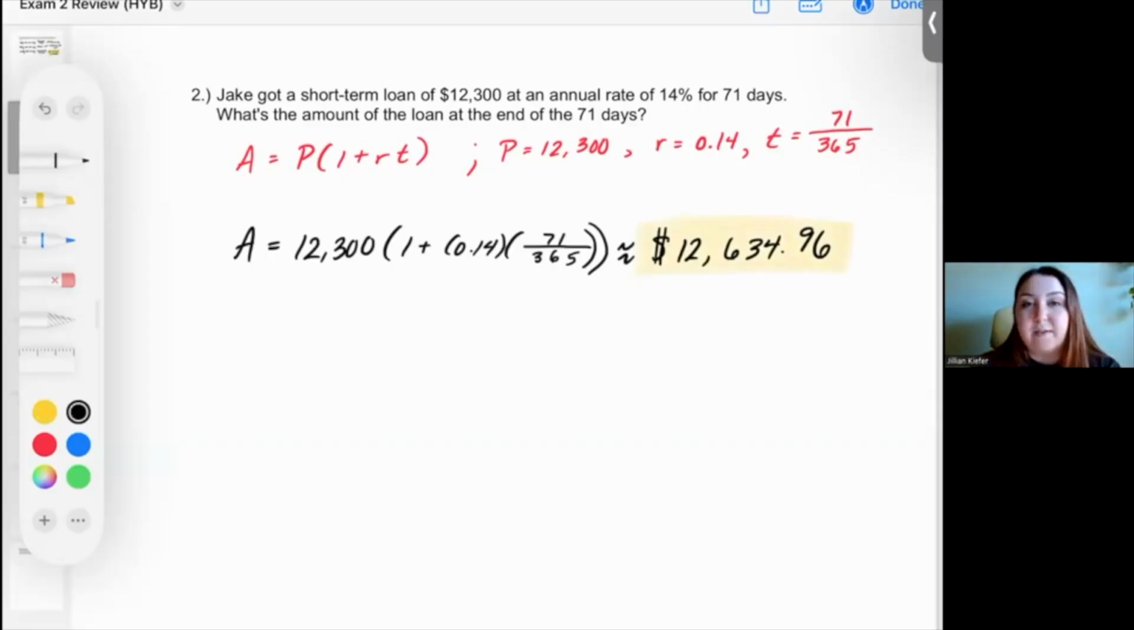So the amount of the loan after 71 days would be $12,634.96. If we're thinking about interest, this question didn't ask us about the interest, but if we look at our answer here, we see it was really about a $300 increase, $334.96 to be specific. So our loan did not gain that much over the 71 days, although if you were to go the full year, this would definitely be a lot. So, all right, that wraps up number 2. Let's go back over to our slides to look at question number 3.